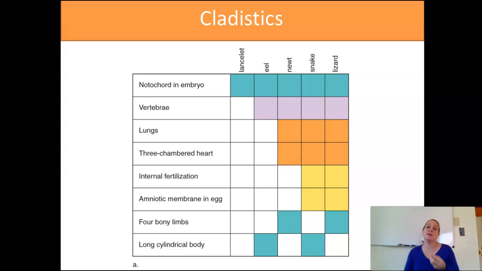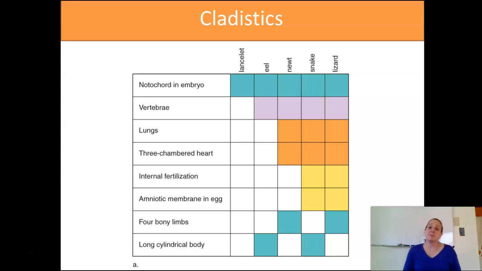And when do those characteristics disappear? Or when do they appear? When do we have derived characteristics, and what do we have as an ancestral characteristic? So looking at the top of our list, shaded in blue, we see that our ancestral characteristic is the notochord in the embryo. All lancelets, all eels, newts, snakes, and lizards have this characteristic.